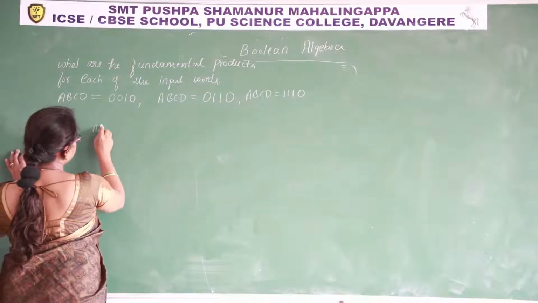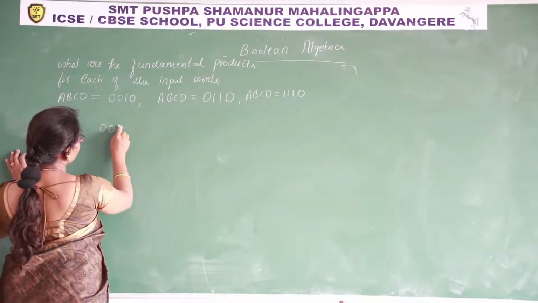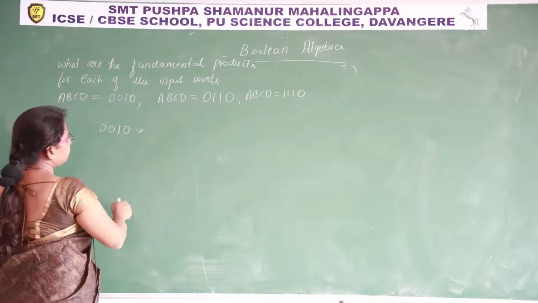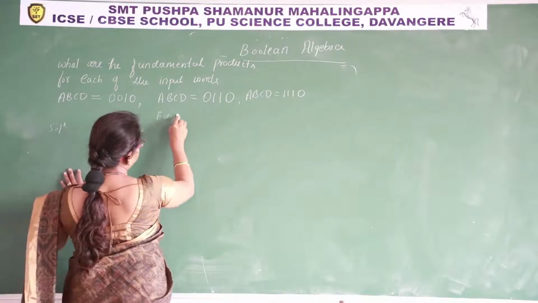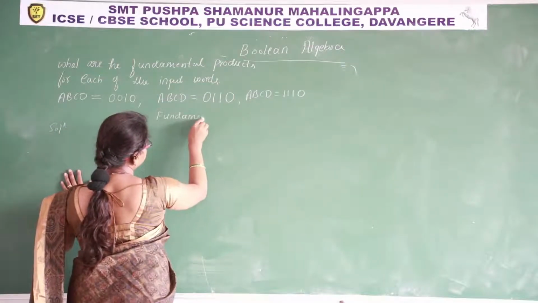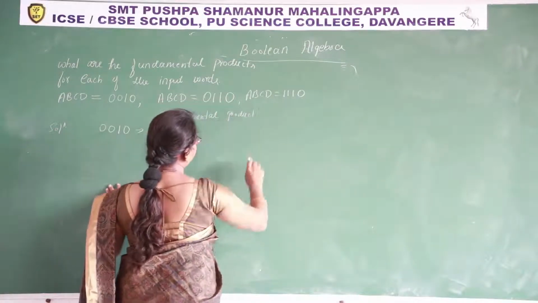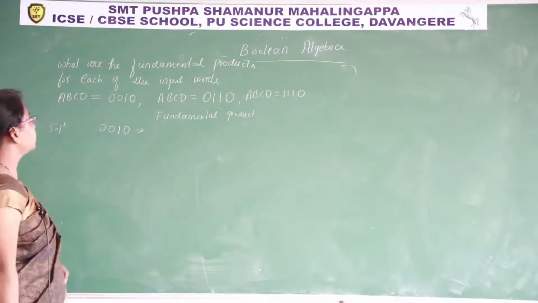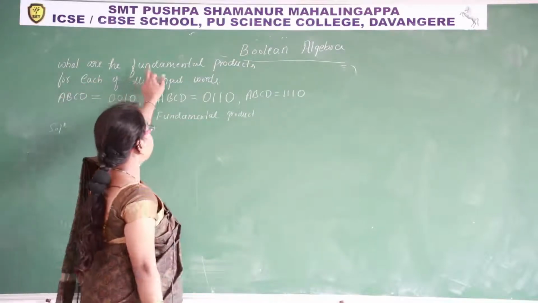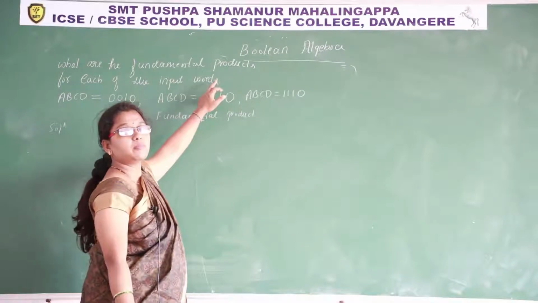So A, B for 0, 0, 1, 0. What is the fundamental product? Now, fundamental product. And one more thing. If an expression, see, they have given fundamental products, it means sum of products.